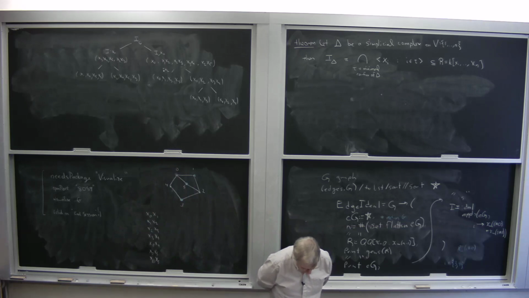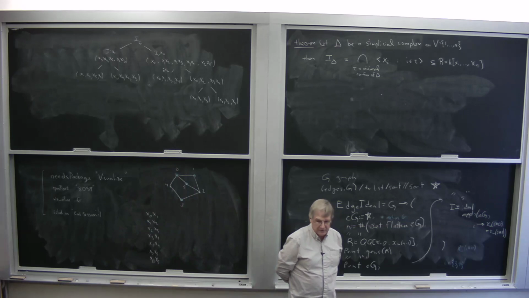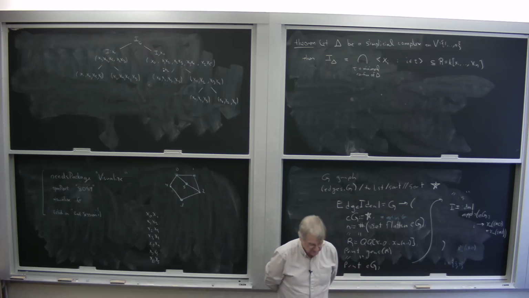So primary decomposition and minimal primes are exactly the same information for a square free monomial ideal. No problem there. I wanted to make sure that you thought that through a little bit. I can confirm that that is indeed the primary decomposition. Awesome. Okay.